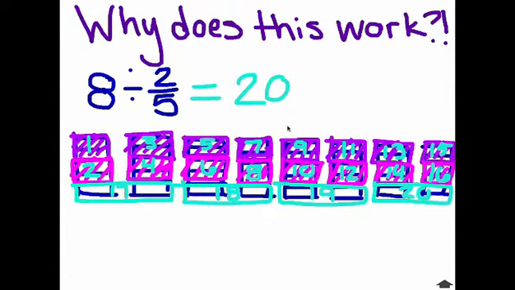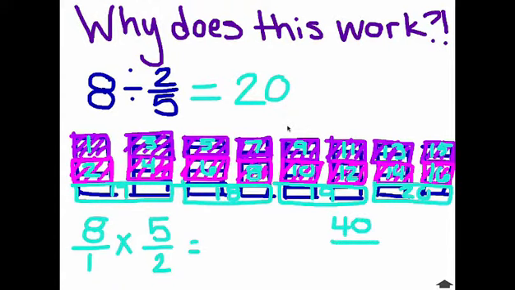Let's take a look at the algebra again. I'm going to go ahead and put that 8 over 1, just like I did with the other problems, to turn it into a fraction, but that 1 just means that we have a whole number 8. And since I'm multiplying by the reciprocal, like the rule says, my 5 is now going to be my numerator, and the 2 is going to be the denominator. 8 times 5 is going to give us 40, and 1 times 2 is going to give us 2.